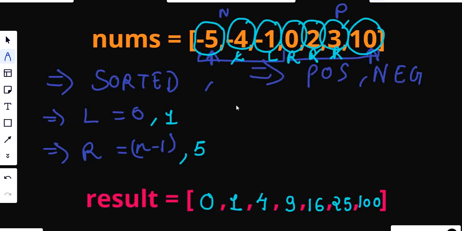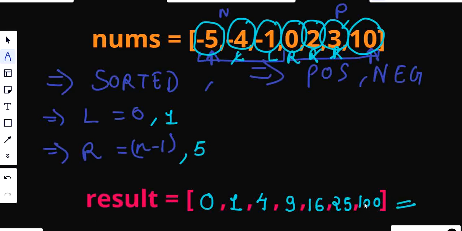Firstly, we have checked the values at both the places. Then after getting the greater value, checking the absolute values of both the pointers, finding the greater one, squaring it up and updating it in our result. And that's how we will get our resultant array and then we will be returning it.